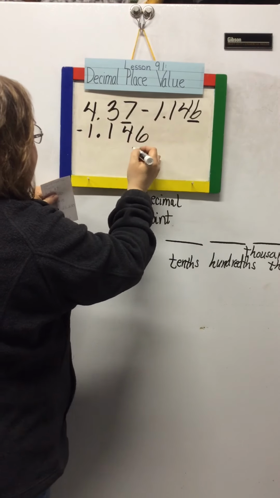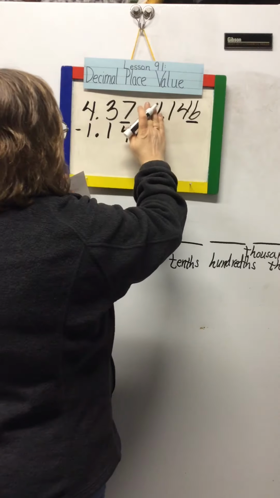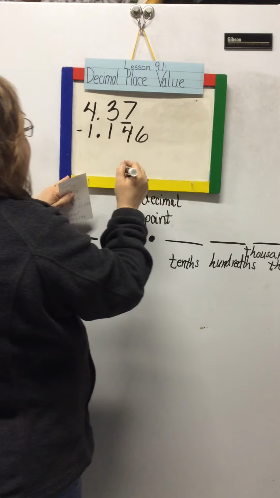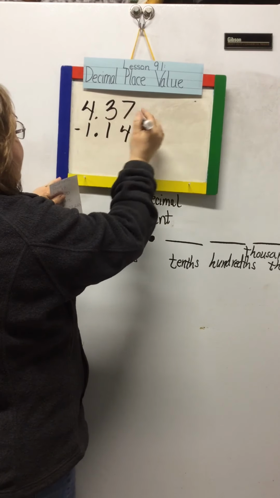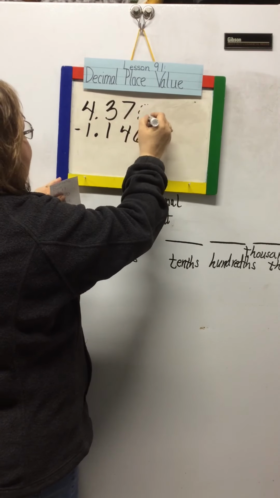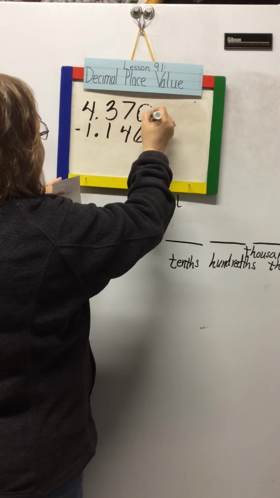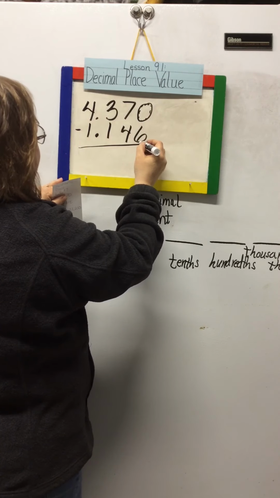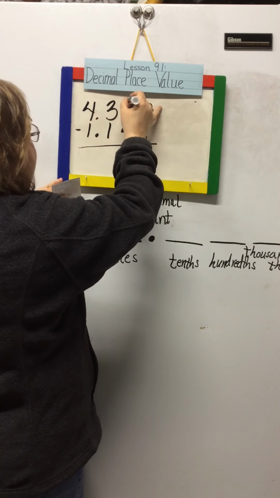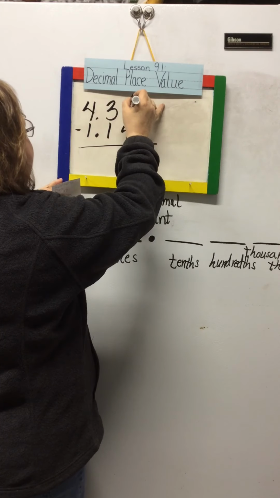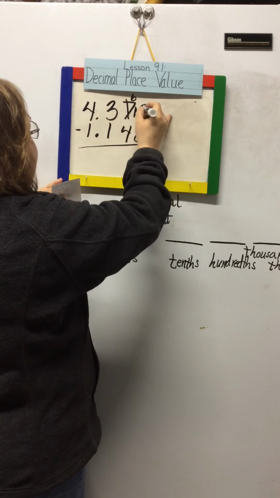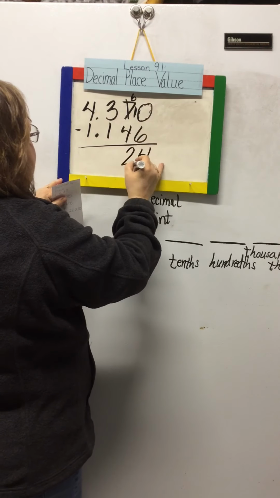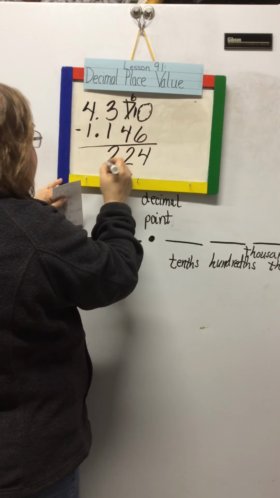1.146. But how can we take away something in the ones if there is nothing there? Well, remember, when there is nothing there, there's an imaginary 0. So we can put that 0 there. Now 0 take away 6 we cannot do in the thousandths. So we have to go over here and make a trade in the hundredths. Make that a 6. Put a 1 right here. 10 take away 6 is 4. 6 take away 4 is 2. 3 take away 1 is 2.